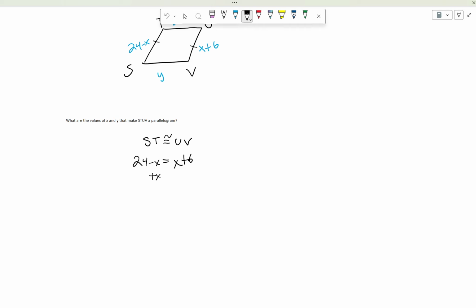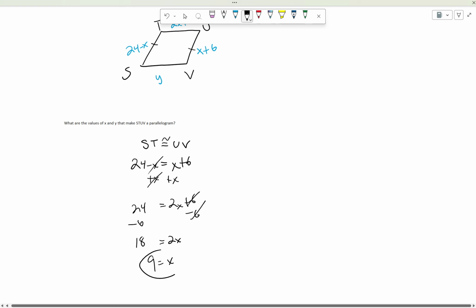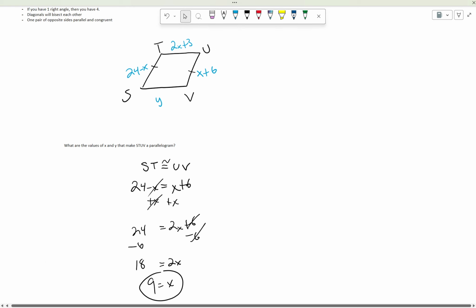We're going to add x to both sides. So I'm going to have 24 is equal to x plus x, which is 2x plus 6. And then we're going to subtract 6 from both sides. So I'm going to have 24 minus 6, which is 18, is equal to 2x. And then I solve for x, which we're going to get 9. Okay? So then now we have that.